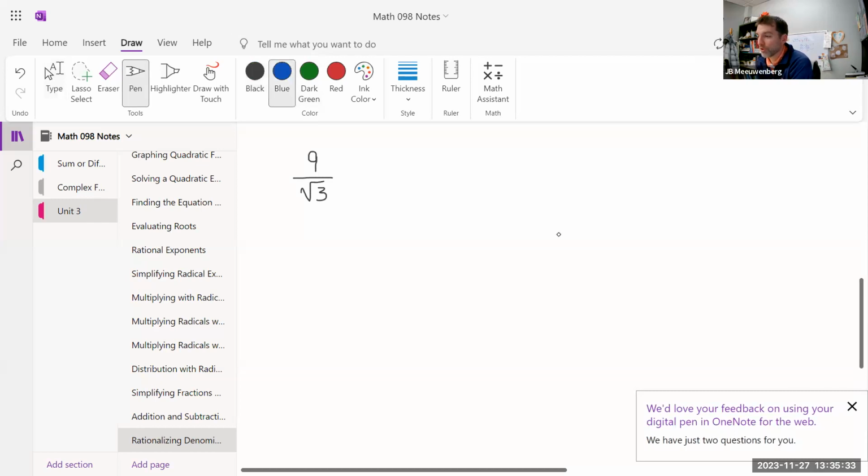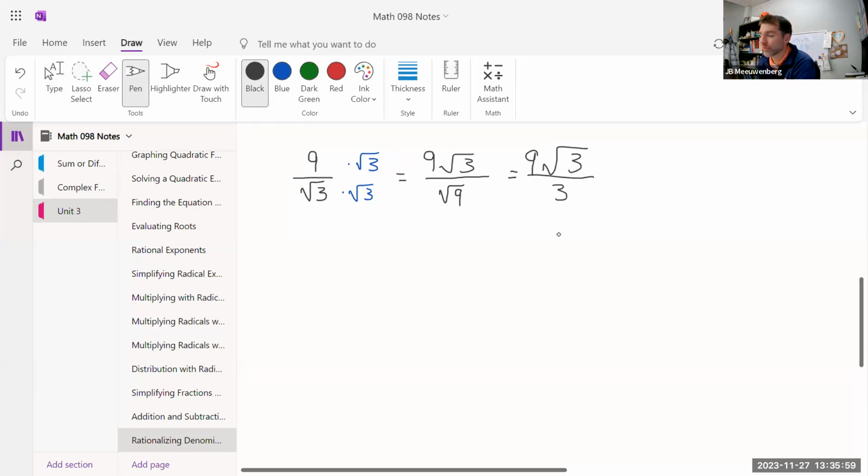So we multiply it by the square root of 3 over the square root of 3, right? Whatever this is, we multiply by itself, and then we do the same thing on top. So we've got 9 radical 3 on top. On the bottom, we have radical 9, but we know we can take the square root of that and get 3. And we get 9 radical 3 over 3.